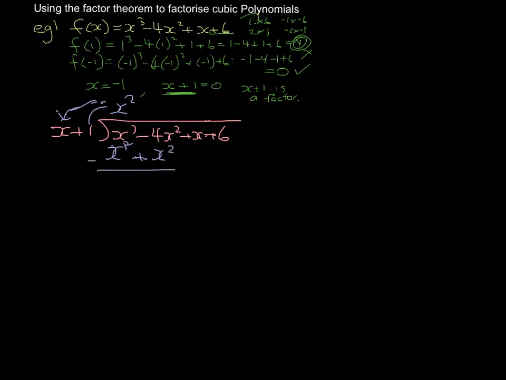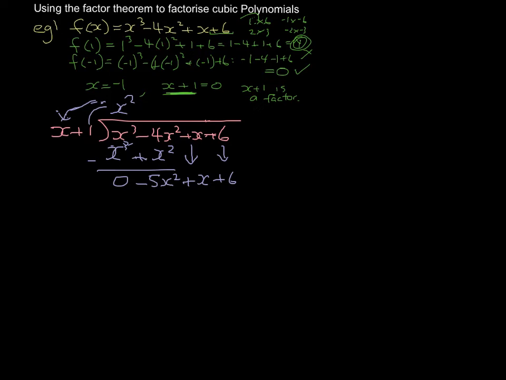Then we need to take that away, so x cubed take away x cubed is 0. Negative 4x squared take away x squared will give us negative 5x squared. And then we bring down these terms here, so plus x and plus 6. Realistically, if we continue this second line through here, that would just be zeros everywhere. So x take away 0 is just x, and 6 take away 0 is just 6. So that's why that works.